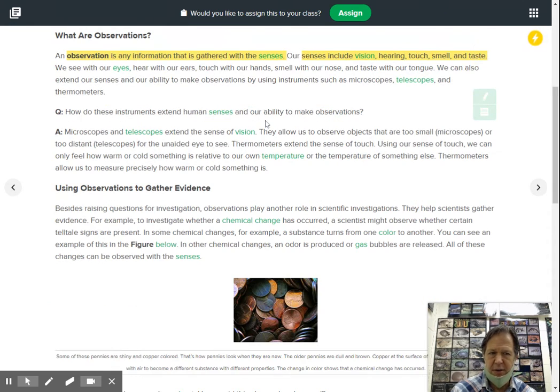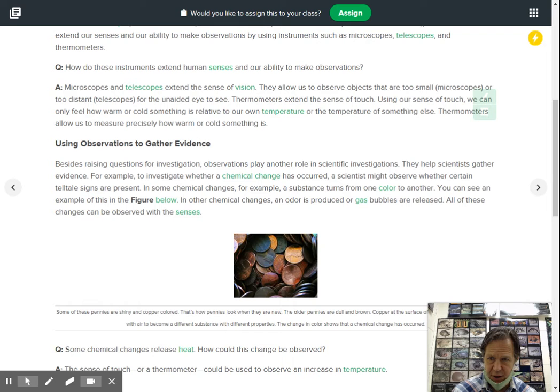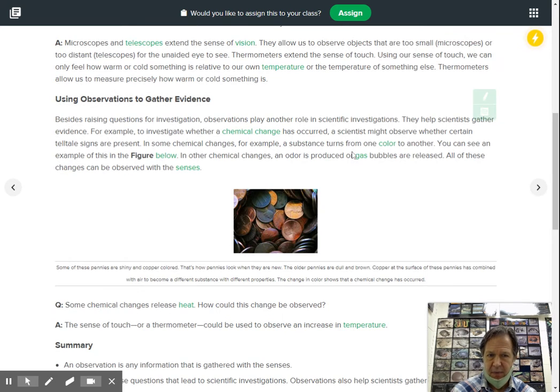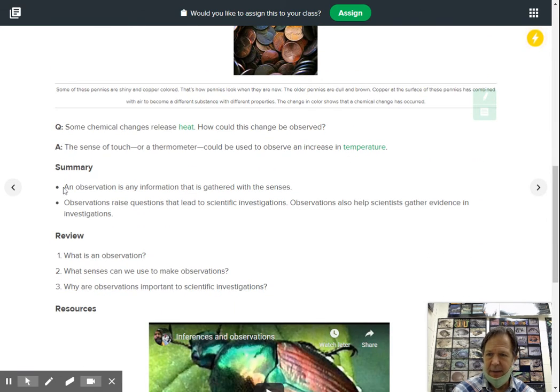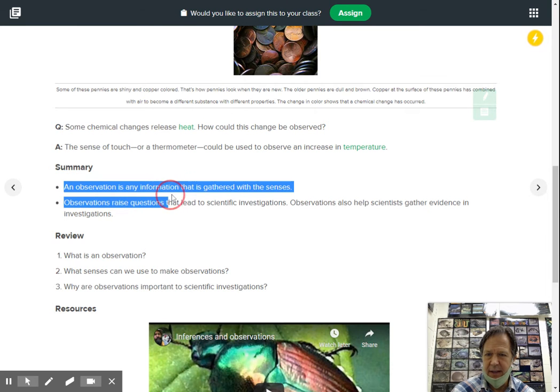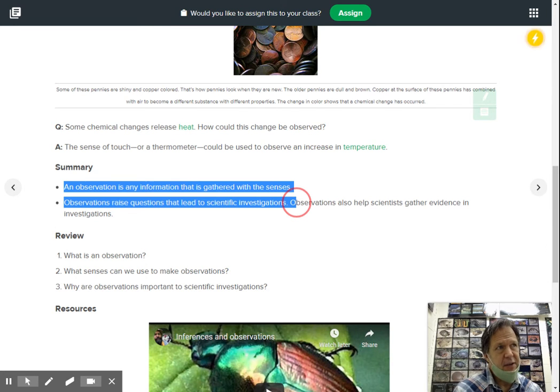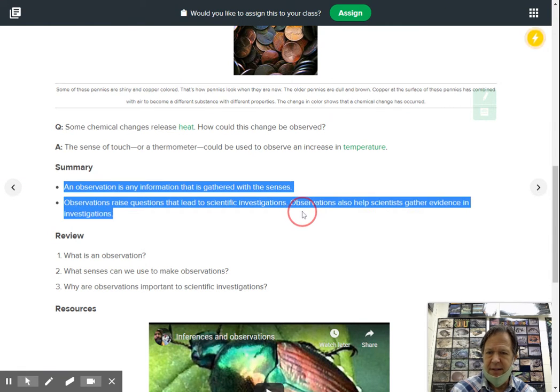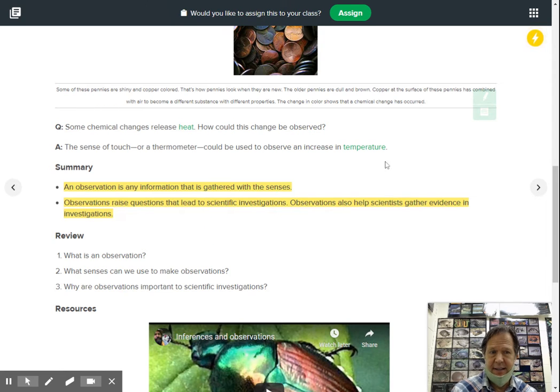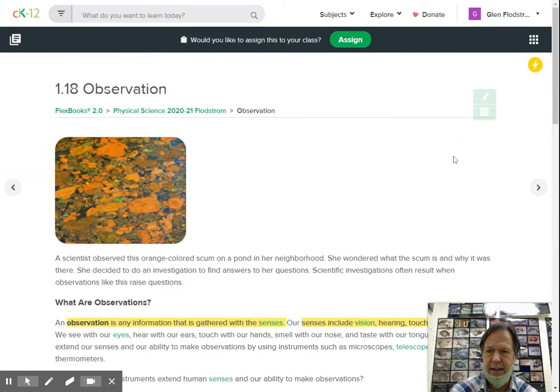Then they talk about how you can use different pieces of equipment, microscopes, telescopes, thermometers, to help with your observation and to gather evidence. At the bottom, I would always look at the summary. It gathers with your senses, and then observations raise questions. And then when you observe something, you attempt to explain what you just observed by gathering more evidence. Okay, so that is unit 1.18.